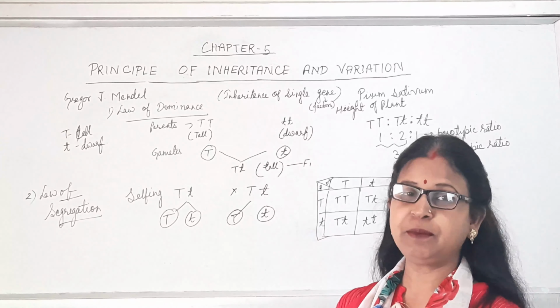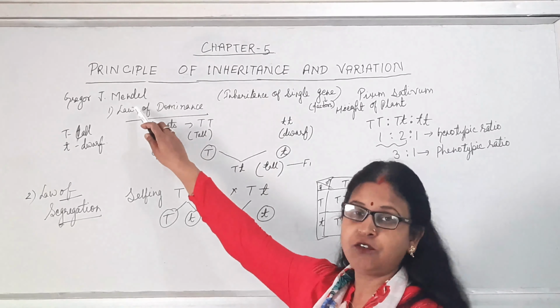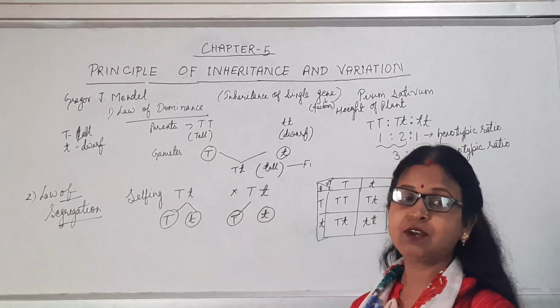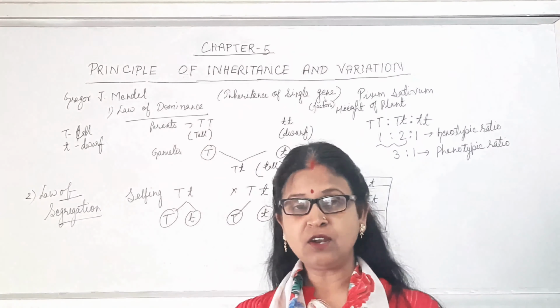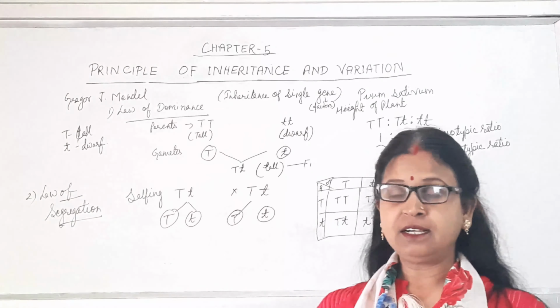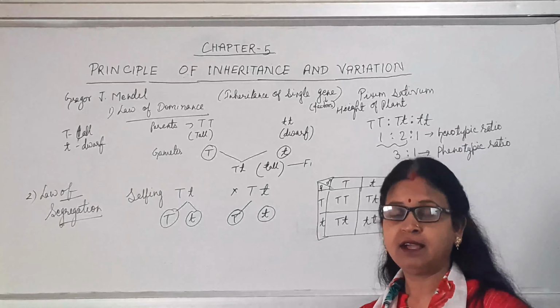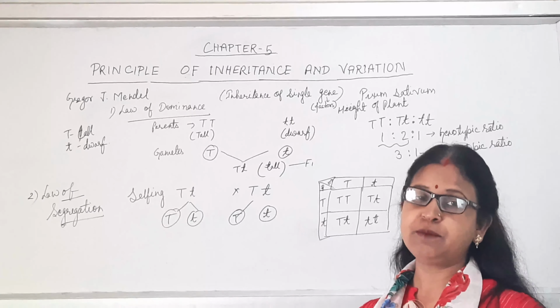We will discuss the different laws of Mendel. That is the first law, the law of dominance. Now what is the law of dominance? In this law, Mendel shows that the gene consists of two alleles, and both have different types of character or the same type of character.